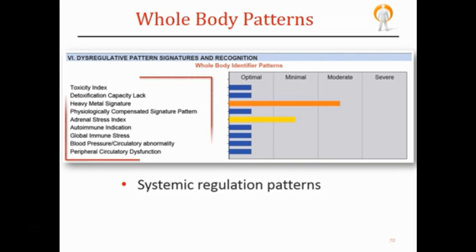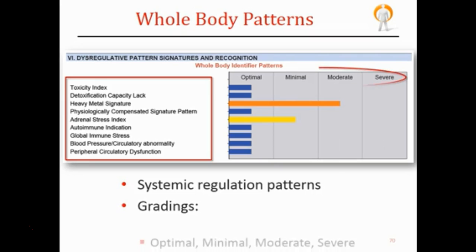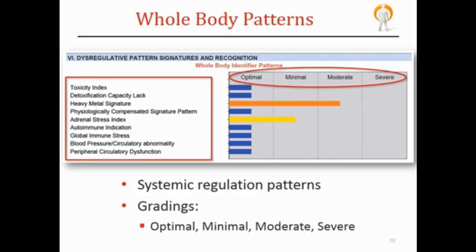They include toxicity and heavy metal signatures, the physiological compensated pattern, which relates to the disorder index, and immune system and blood circulation signatures. Notice that the presence of each of these patterns of physiological dysfunction is graded either optimal, minimal, moderate, or severe.